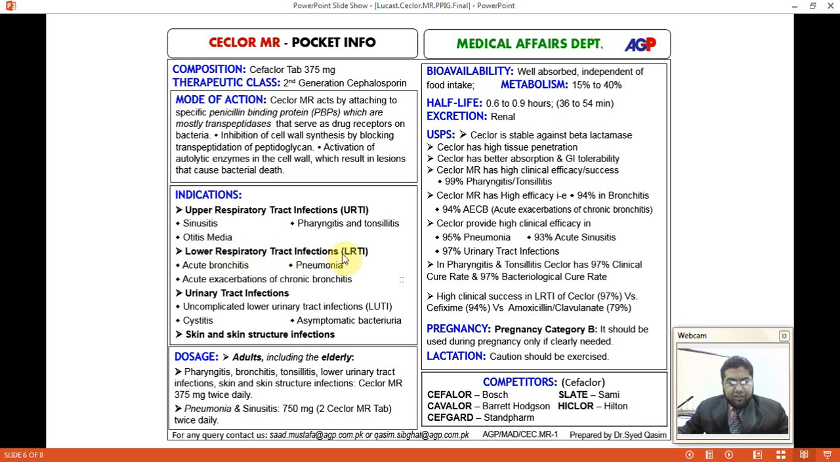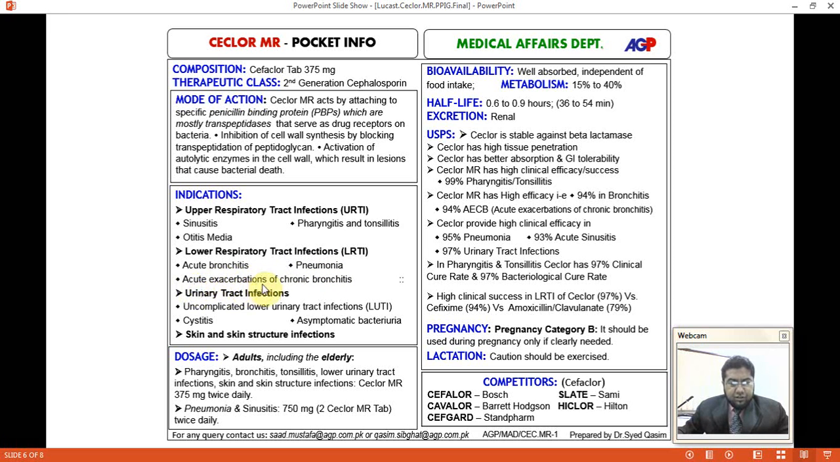Lower respiratory tract infection, acute bronchitis. Acute bronchitis means the inflammation of bronchi. It's also known as chest cold, and it is a short-term inflammation of bronchi. And the pneumonia. Pneumonia is inflammation of lungs, basically the air sacs.